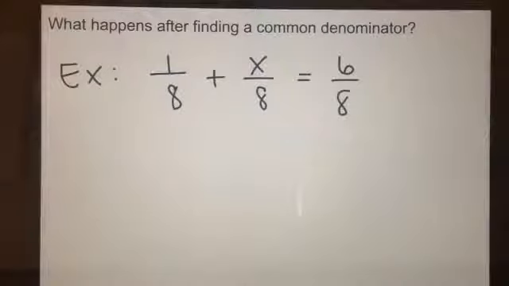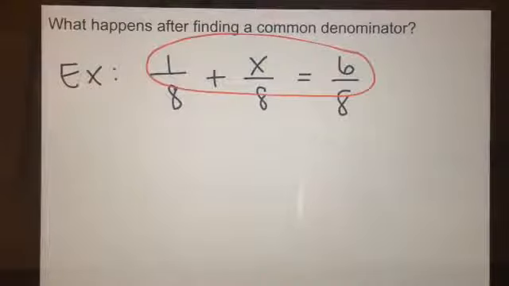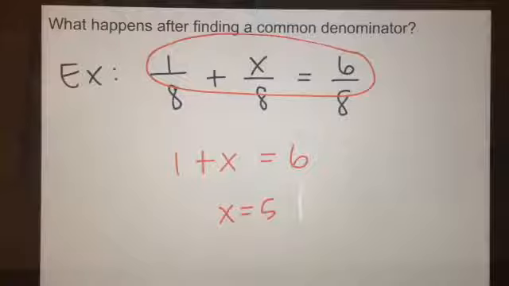The next question on your note says what happens after finding a common denominator. First, we're just going to look at a really simple example. If you're looking at this example, 1/8 plus x over 8 equals 6 over 8, you probably can already tell that x should be 5. That's just math that you're doing in your head as you're looking at the stuff on the top and thinking, well, 1 plus x has to equal 6. And so to make it equal 6, I know that x has to equal 5.